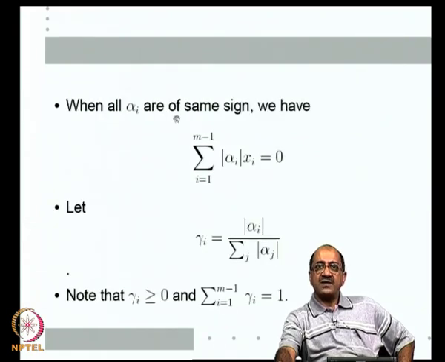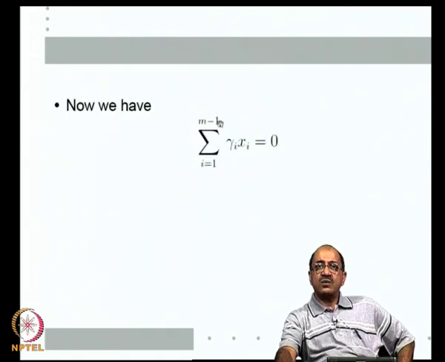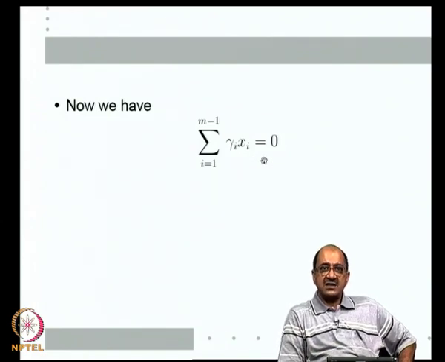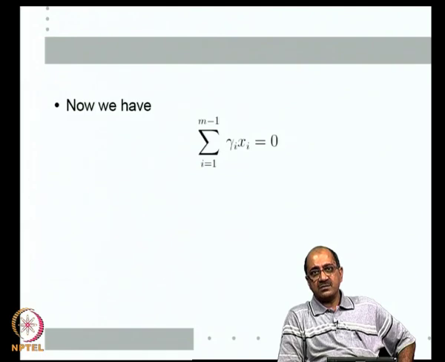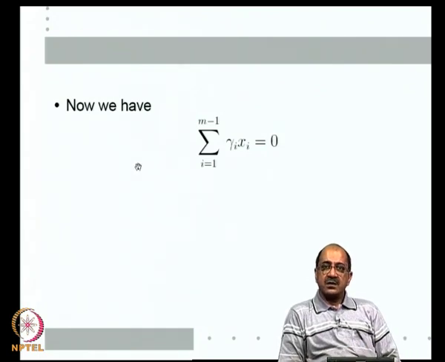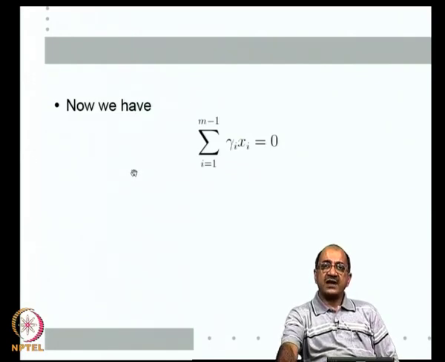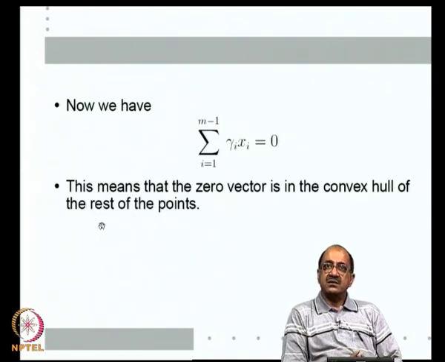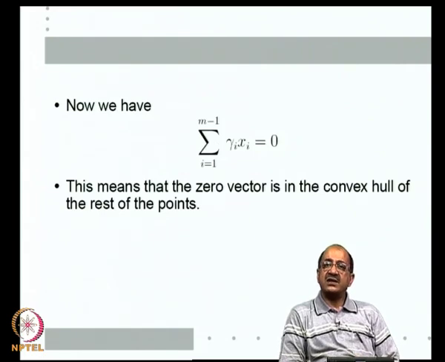So, what do I have now? If I divide this equation by the summation over j of the absolute value of alpha j, which is just some constant, the factor becomes gamma i. So what I have is the summation from i equals 1 to m minus 1 of gamma i x i equal to 0, where gamma i is greater than or equal to 0 and the summation of gamma i is equal to 1, which means what I have on the left side is a convex combination of the points x i. That is, I have a convex combination of x 1, x 2, up to x m minus 1, which gives me the 0 vector. What does that mean? The 0 vector is in the convex hull of the rest of the m minus 1 points.